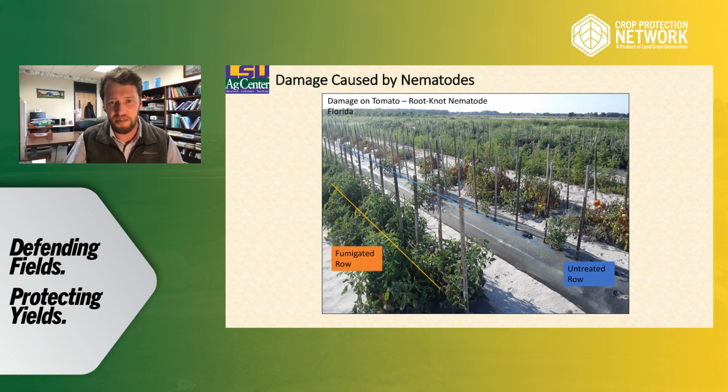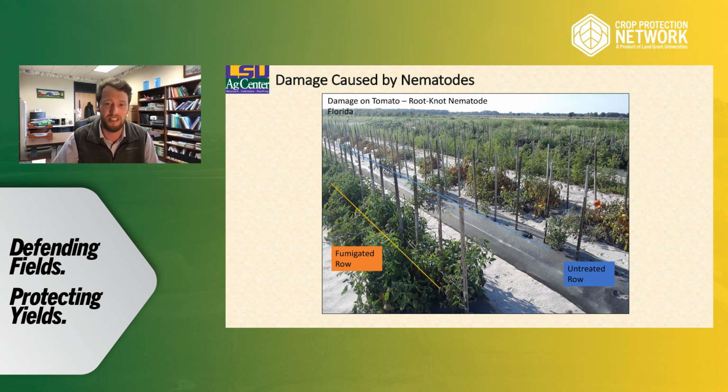Here is a tomato field in Central Florida that is being parasitized by the root knot nematode as well, Meloidogyne javanica, Javanese root knot nematode. This is at a research station at the University of Florida. On the left, we have a row in this raised bed that was fumigated with Telone II, a broad spectrum soil fumigant that takes care of nematodes and a lot of your other soil-borne issues. And then on the right, we're seeing an untreated row.